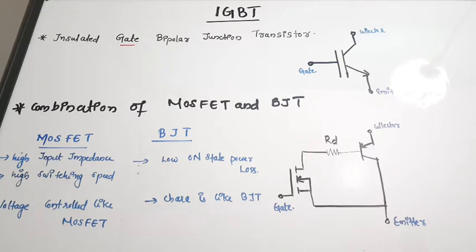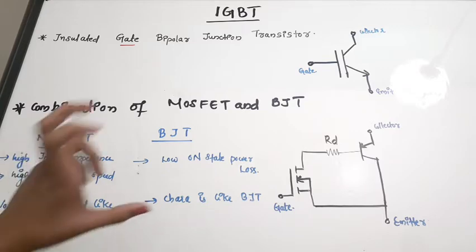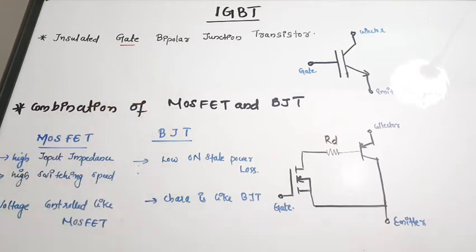So IGBT is a combination. It is actually a very wonderful combination of MOSFET and BJT. This combination takes the advantages of MOSFETs and BJTs. These IGBTs are mainly used for power electronics applications, and they are also used for making inverters, converters, all these circuits.